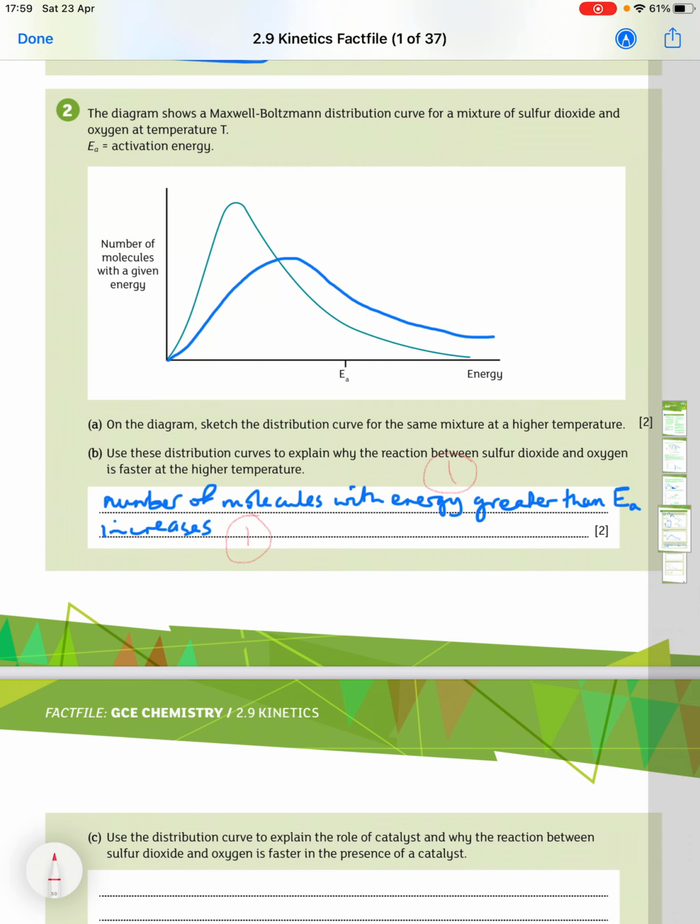And with the graph actually, there are 2 marks for it. The first mark is for being to the right, and that's the peak shifting to the right, and the second mark is for the fact that it is lower.